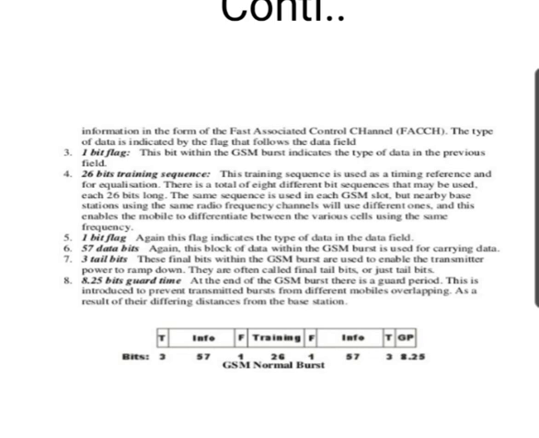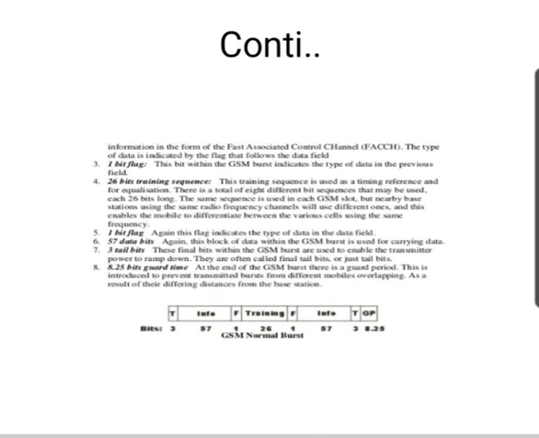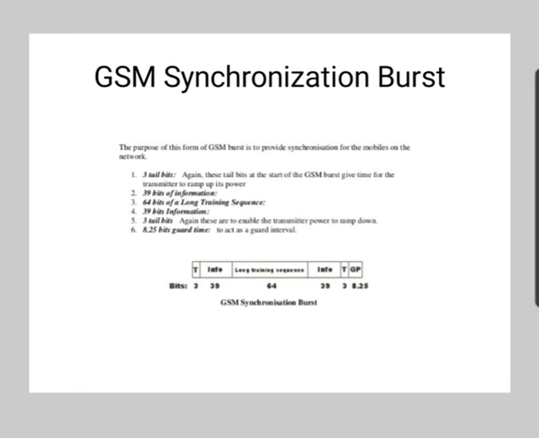Last one: at the end of the GSM burst there is a guard period, and this is introduced to prevent transmitted bursts from different mobiles overlapping. Next is the GSM synchronization burst. The purpose of this form of the GSM burst is to provide synchronization for a mobile on the network.